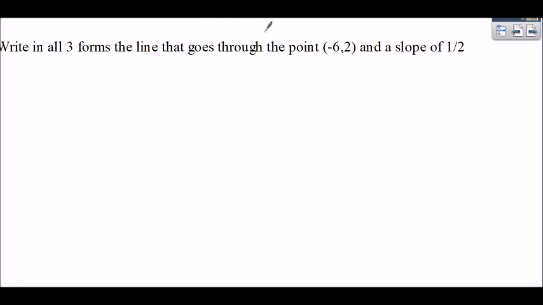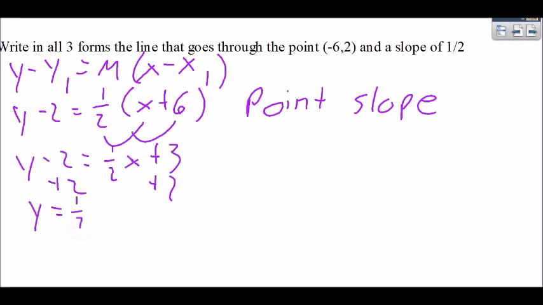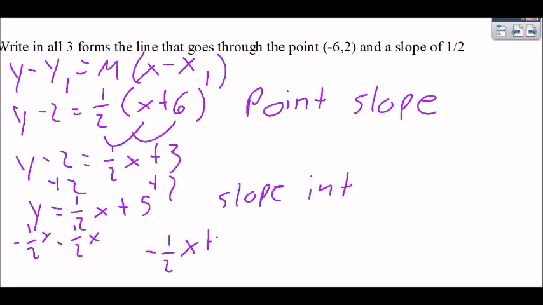All right, write all 3 forms. That means point slope, slope-intercept, and standard form for a point and a slope. So I'm going to start with point slope form because that's what they gave us and work from there. And as a reminder, in standard form, my a has to be a whole number and positive. So I'm going to multiply everything by -2.